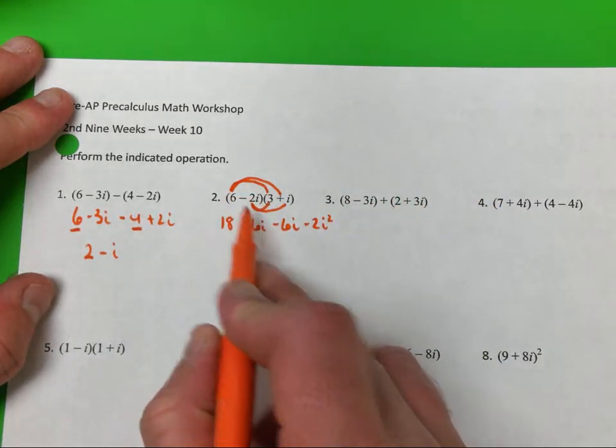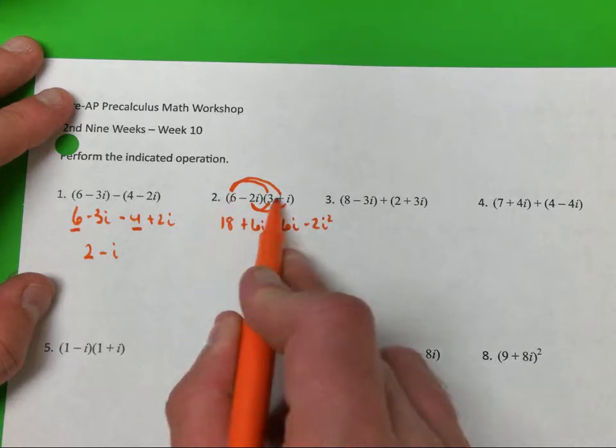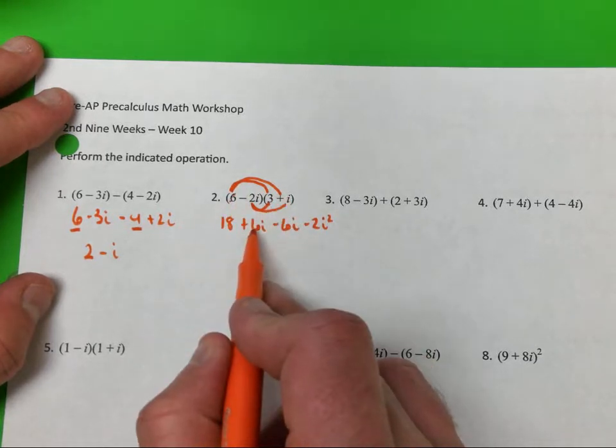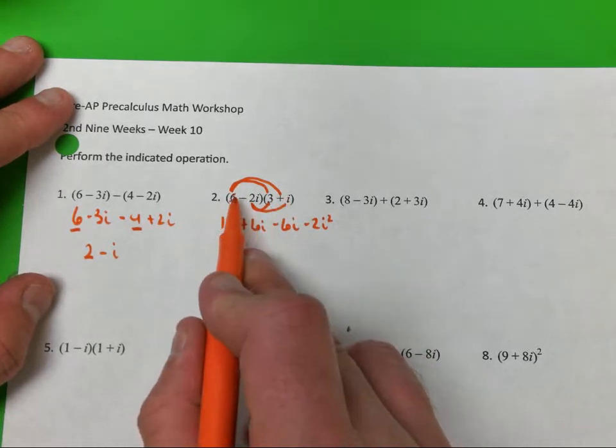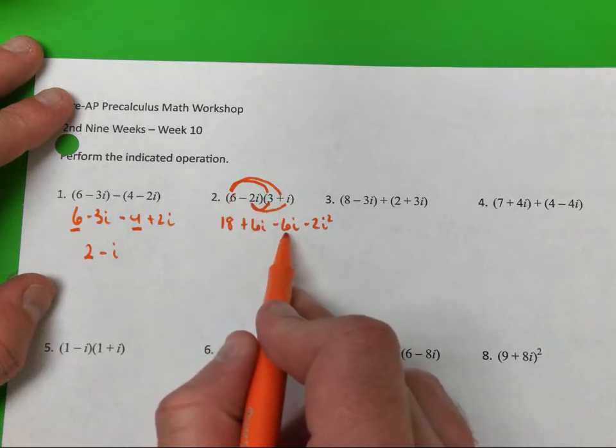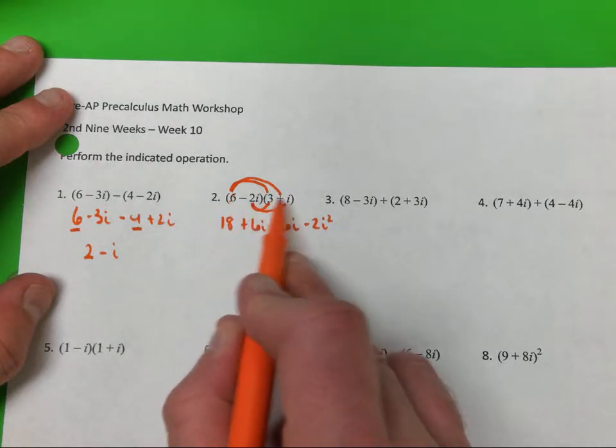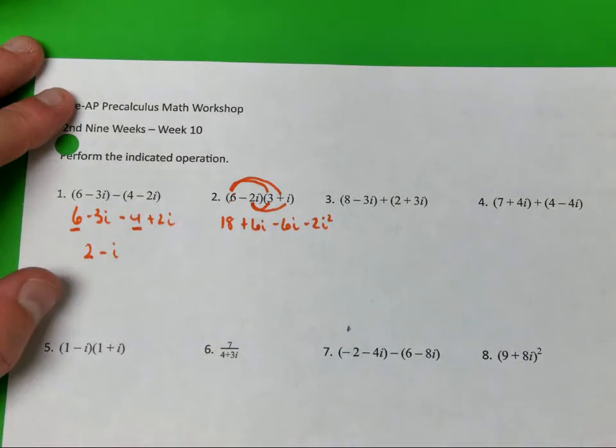Oh, I'm sorry here. Let's go back to this. 6 times 3 is 18. 6 times i is 6i. Negative 2i times 3 is negative 6i. Negative 2i times i is negative 2i squared. That's correct. Sorry about that.